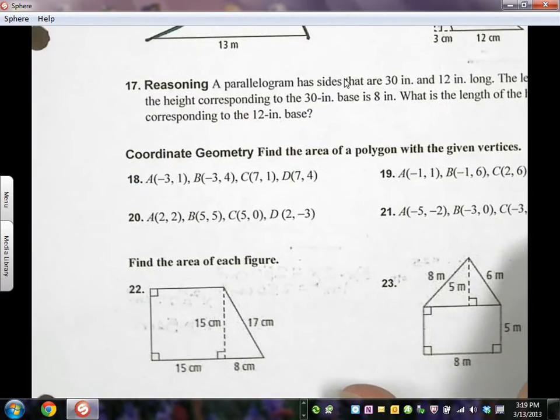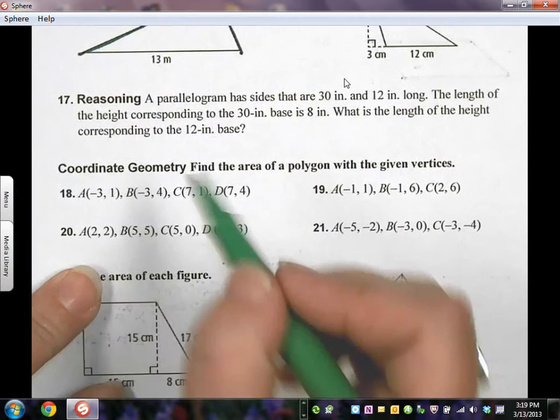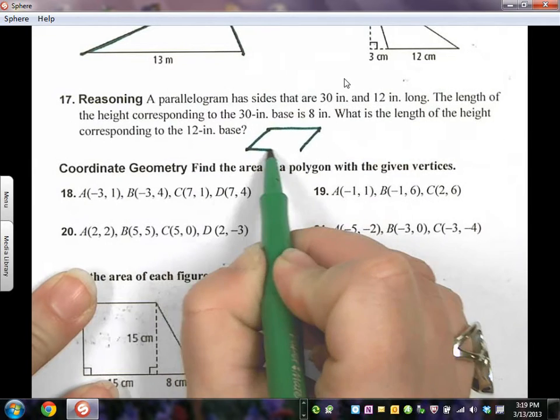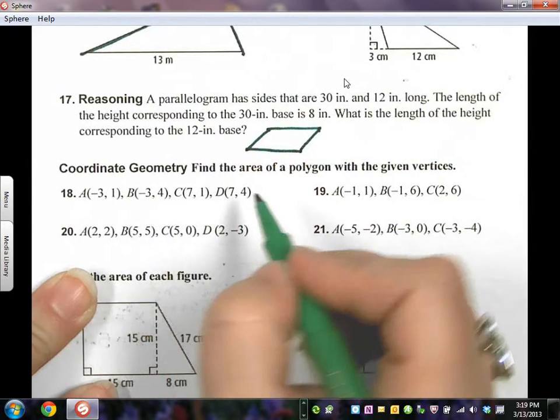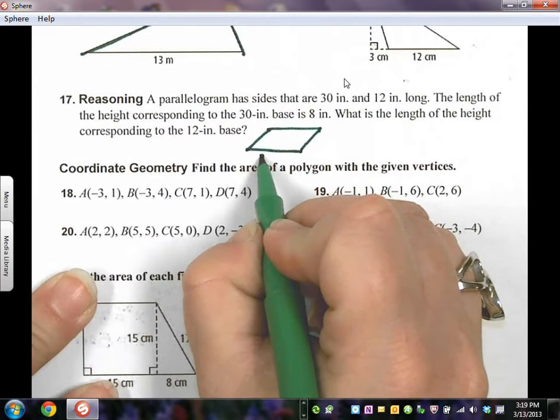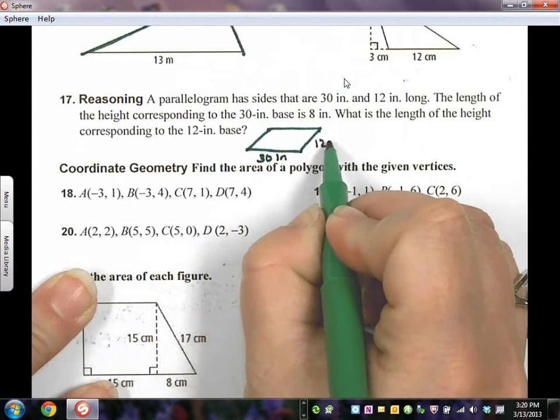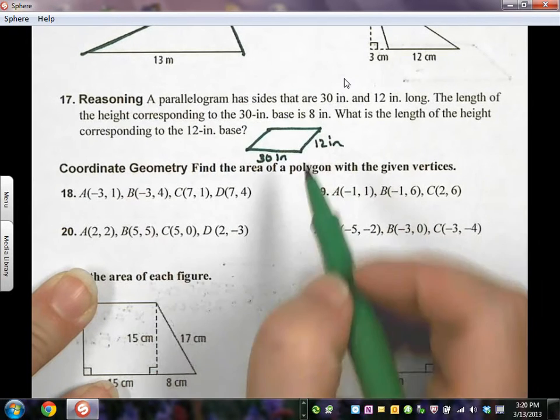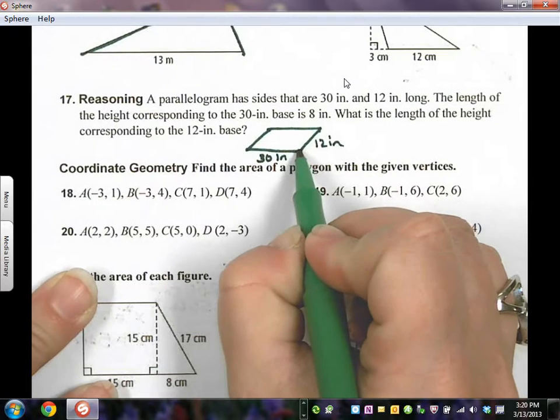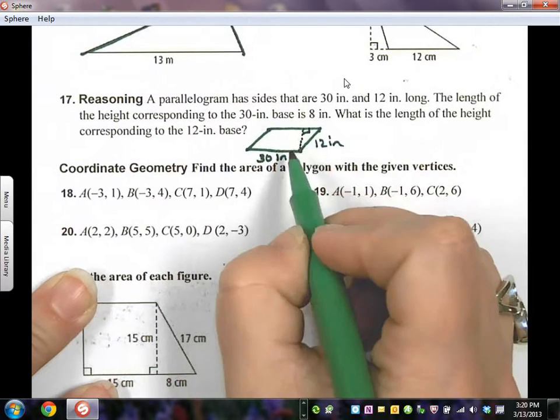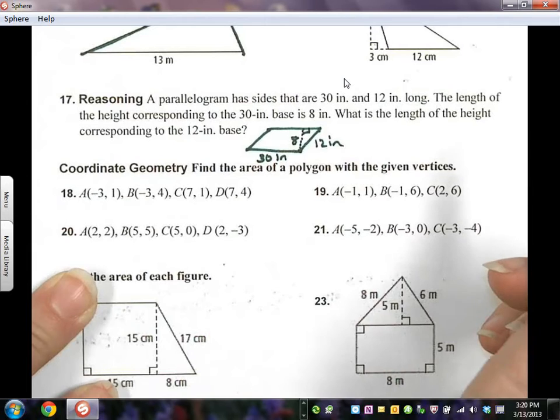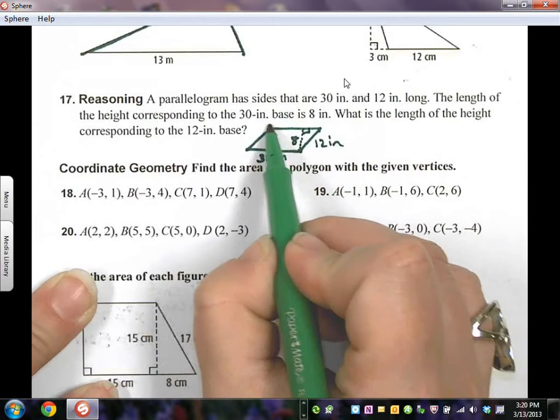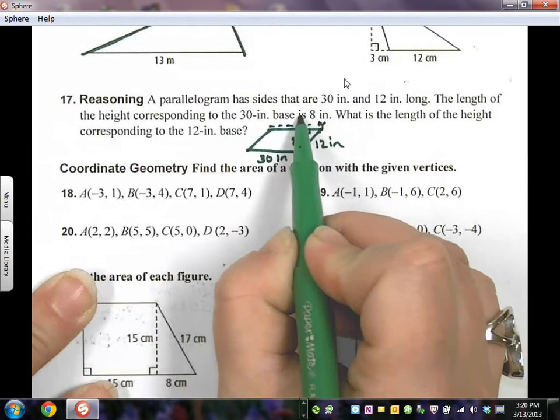Okay? In 17 here, we have a parallelogram, so you should draw a parallelogram. It has sides that are 30 inches and 12 inches long. So we have one that's 30 inches and one that's 12 inches. The length of the height corresponding to the 30-inch base is 8 inches. So here, this is going to be 8. What is the length of the height that corresponds with the 12 inches? So we need to come down, and we're going to find that height.